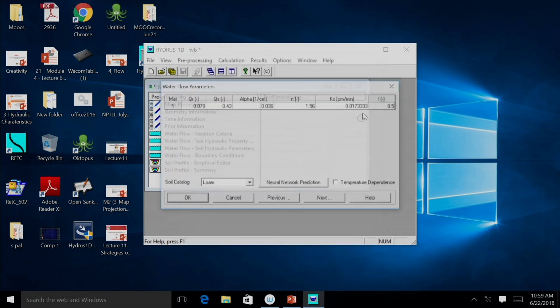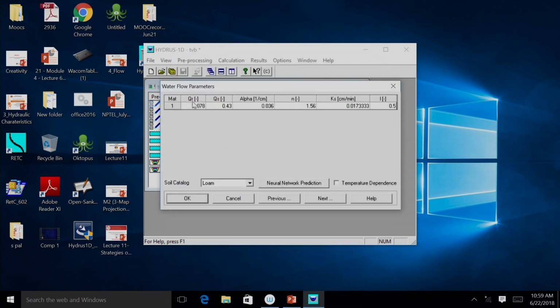So, if you consider a simple problem, here theta r, the residual water content, is 0.078, which is the default value, and theta s is 0.43. This is the porosity, or saturated volumetric water content. Alpha is 0.036, n is 1.56, and Ks is 0.017 centimeter per minute. These are the values for loam soil, and you can also select different soils from the menu.